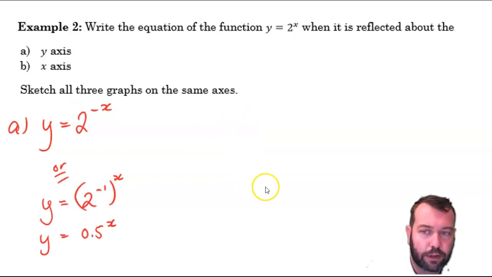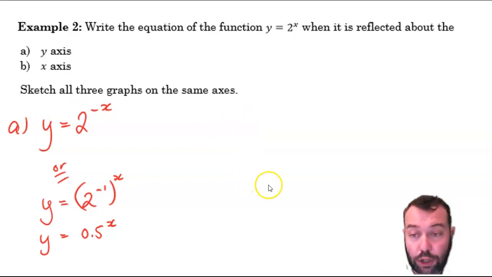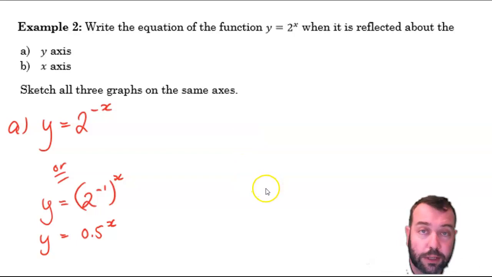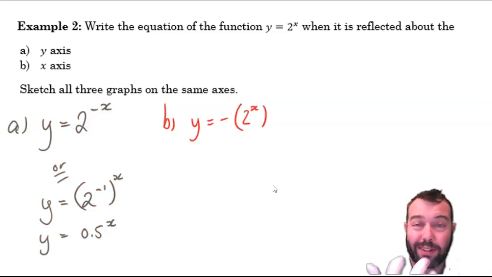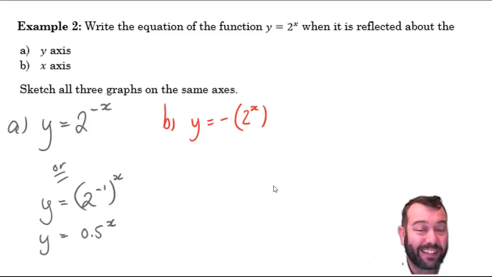We have another transformation we're going to make. Remember, these are all transformations. About the x-axis, what I do is, I take the negative of the function, right? So I just put brackets around the whole lot, negative sign out the front, and that's it for this one. So there we go. They're the equations of the two functions, reflected in the y-axis, reflected in the x-axis.